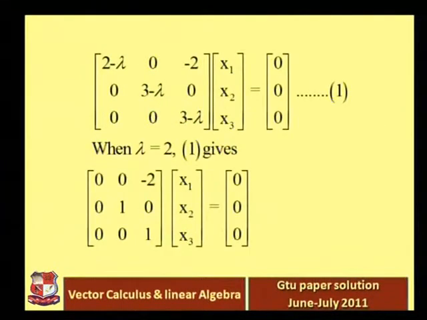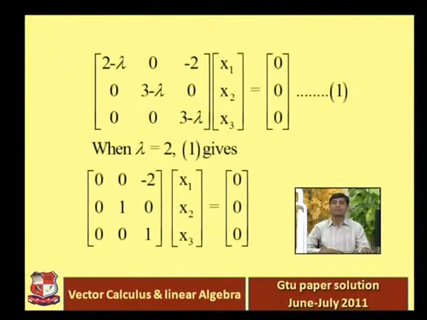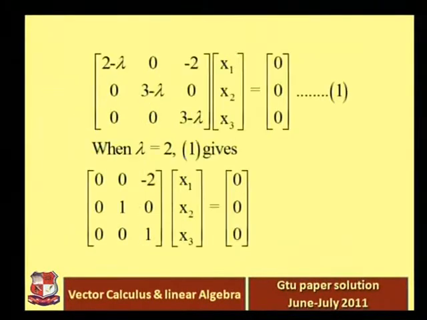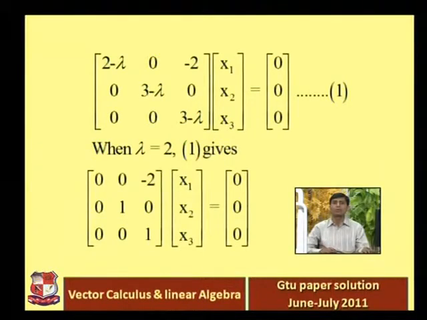So 2 minus lambda 0 minus 2; 0 3 minus lambda 0; 0 0 3 minus lambda, into x1 x2 x3, that is equal to 0 0 0, and lambda is equal to 2. Put lambda is equal to 2 in this equation: 0 0 minus 2, 0 1 0 and 0 0 1, into x1 x2 x3, that is equal to 0 0 0. So we will get x2 is equal to 0, x3 is equal to 0 and x1 is equal to k. Why? Because of solving this matrix into a row echelon form. Convert this matrix into a row echelon form.